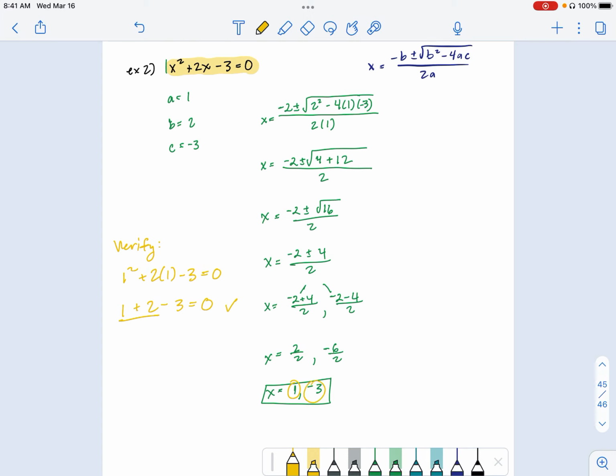And for the second one, we'll take negative 3 and put it in the place of x. Remember to put that in parentheses when we square it. So negative 3 squared plus 2 times negative 3 minus 3 equals 0. Negative 3 squared is 9. 2 times negative 3 is negative 6, so 9 minus 6, and minus another 3. Well, 9 minus 6 is 3. Take away 3 again is indeed 0. So we have verified our answers.